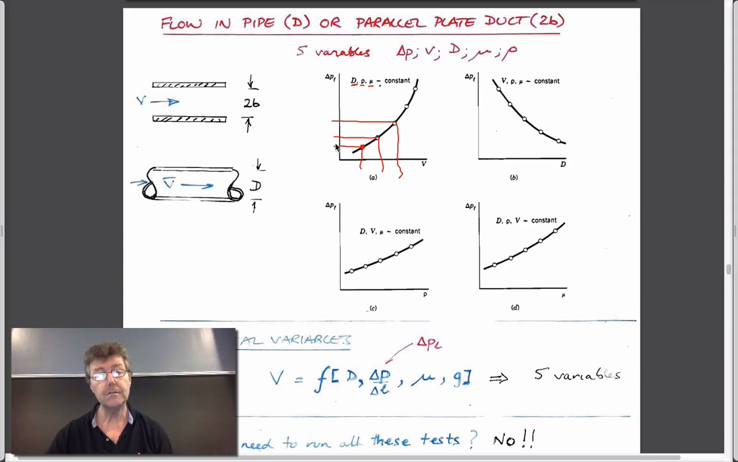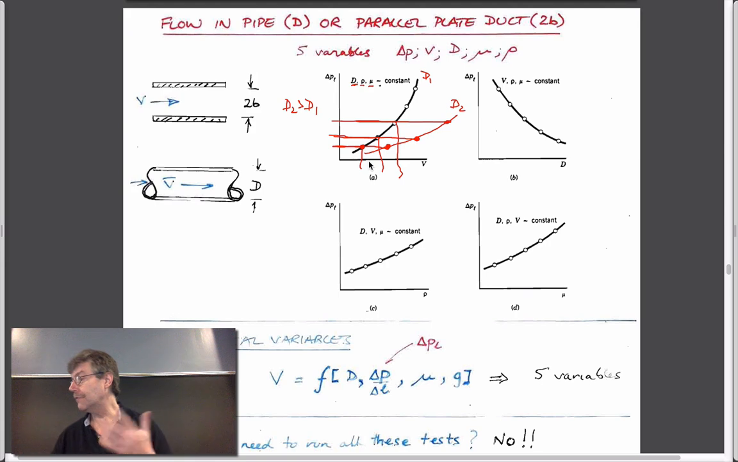So if you have a larger pipe for the same pressure that you'd apply, you'd expect maybe to get a larger velocity. For the large diameter pipe, again, at a larger pressure, maybe a larger velocity. Likewise for this. And so you'd get maybe a second curve. This is D1, this is D2, and in this particular case, D2 would be greater than D1. And you could repeat it.